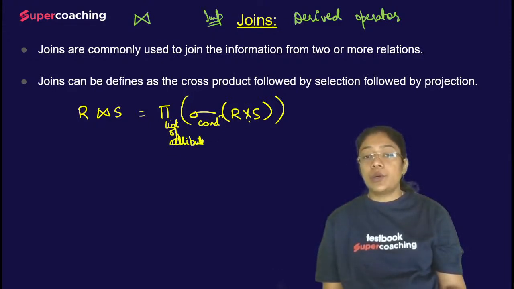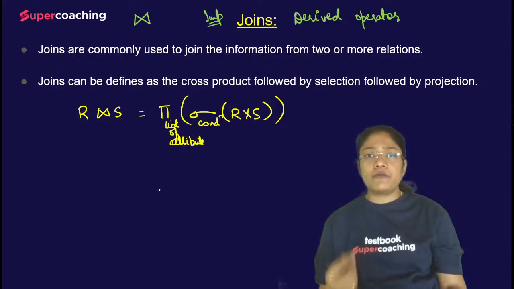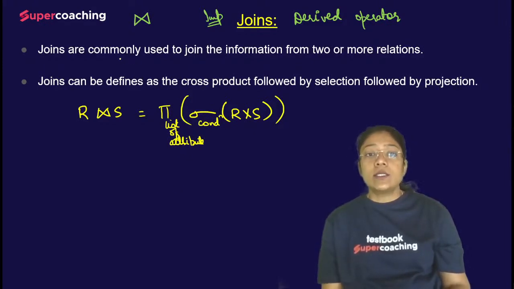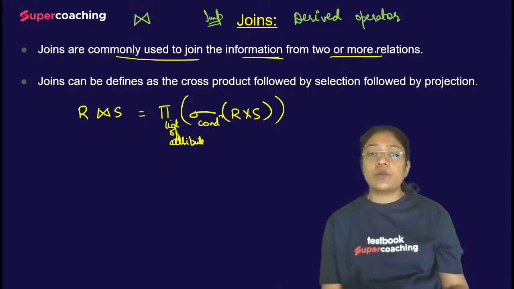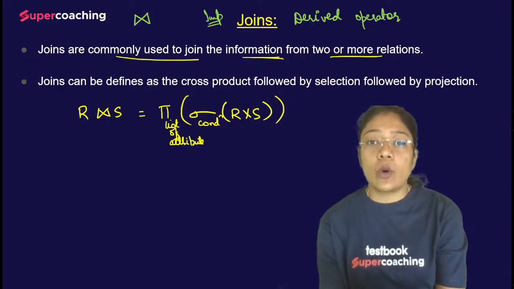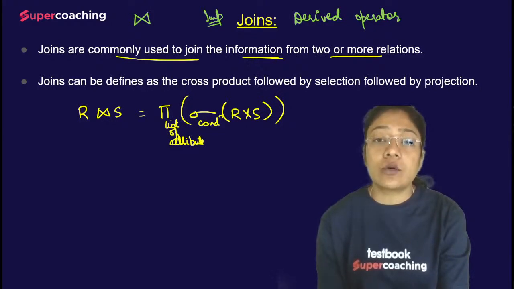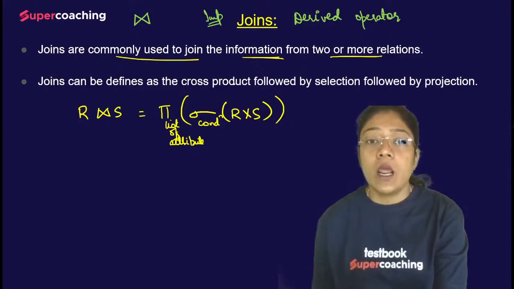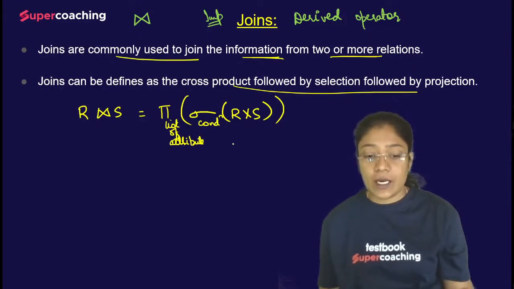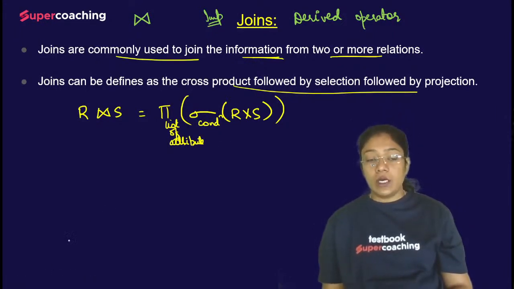We have already covered what a cross product, the selection operator, and the projection operator are. We do have various types of joins like the natural join, equijoin, and conditional join. There are small differences between these joins. Joins are commonly used to join the information from two or more relations. From the name itself it is clear that join means to collect or to join two or more relations, and joins can be defined as the cross product followed by selection followed by projection. This is what I have explained here. Now we'll be talking about different types of joins.